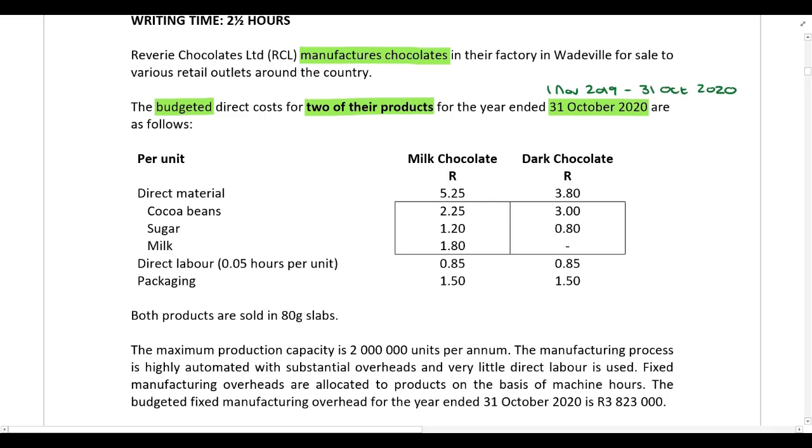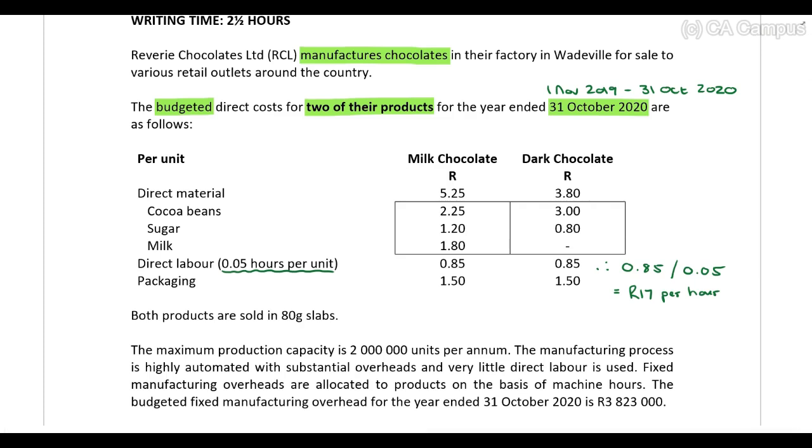So, guys, if we know the number of hours that it takes to make 1 unit, and we also know the unit cost, we can work backwards to calculate the budgeted labor rate per hour. So what we do is we take the unit cost and divide by the budgeted labor hours per unit, and that's going to give us a rate of 17 Rand per hour.